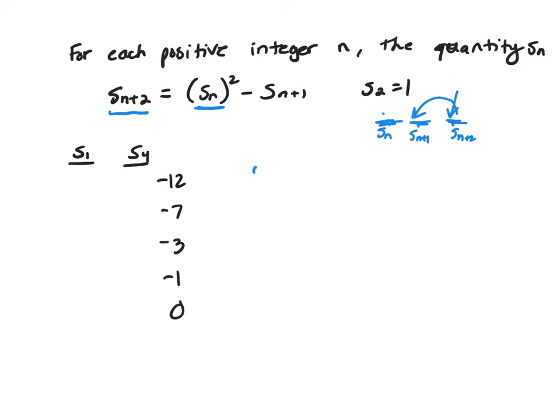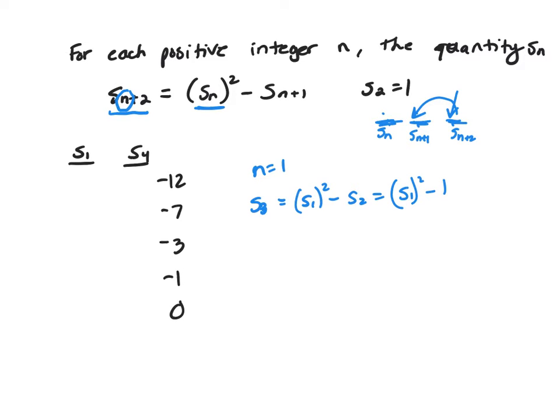Let's let n equal 1. And if n is 1, you're plugging a 1 in right there. That means you're finding S sub 3. Well, S sub 3 will be 2 back, and 2 back from S sub 3 is S sub 1. S sub 1 squared minus the one right before, which is S sub 2. And they tell us that S sub 2 is 1. So this is S sub 1 squared minus 1.